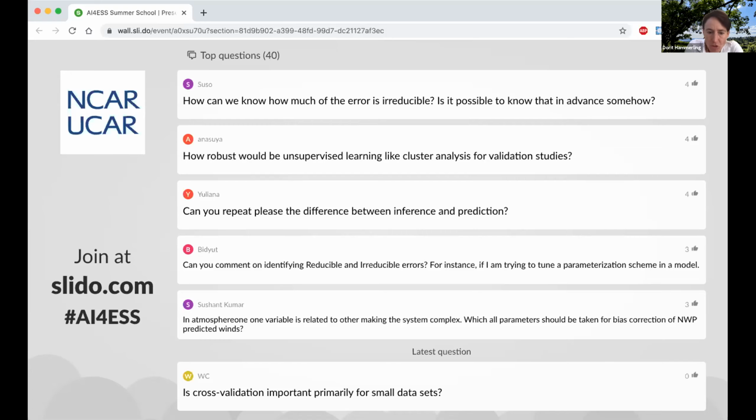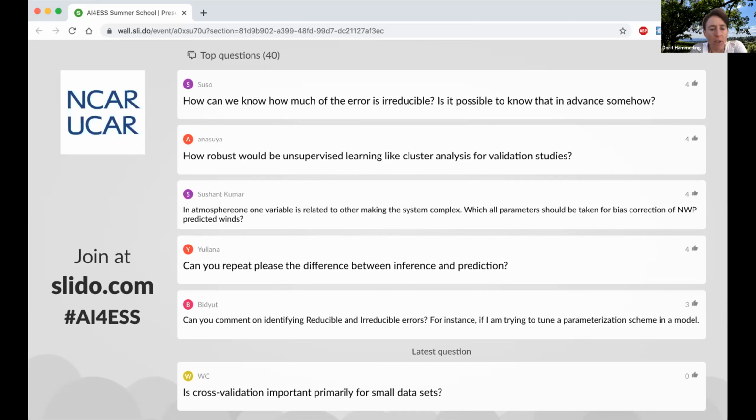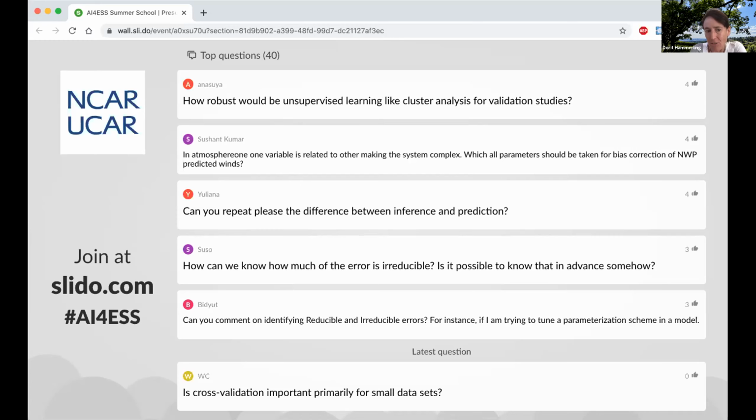Is cross-validation important primarily for small data sets? Nope. I would actually say probably cross-validation is more important in more complex data sets. It's pretty difficult. If you have really small data sets, you have a lot of sampling variability from cross-validation. That's probably where it's the least important, only because you can't draw great conclusions from it.